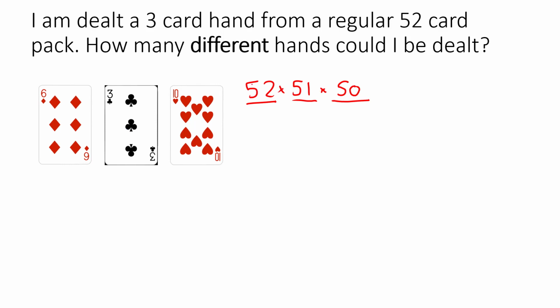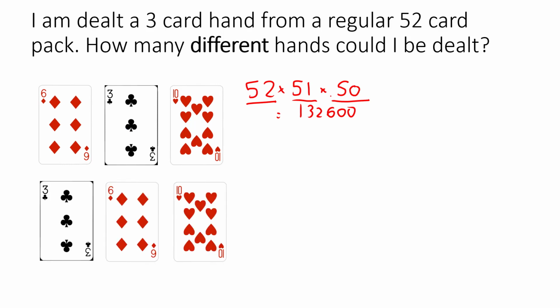In fact, let's just do that quickly on a calculator so we can see how many options that is. 132,600 options. So there was a 1 in 132,600 chance of that coming up. But we're thinking about different hands. What would have happened if I got this? So a 3, then a 6, then a 10. Are these the same hands?